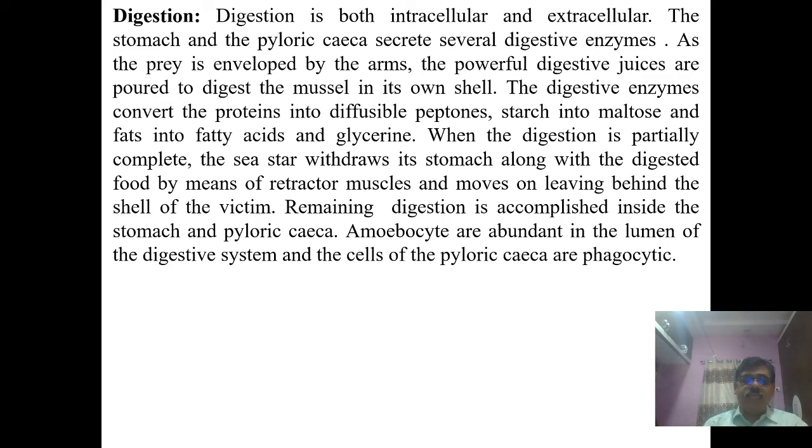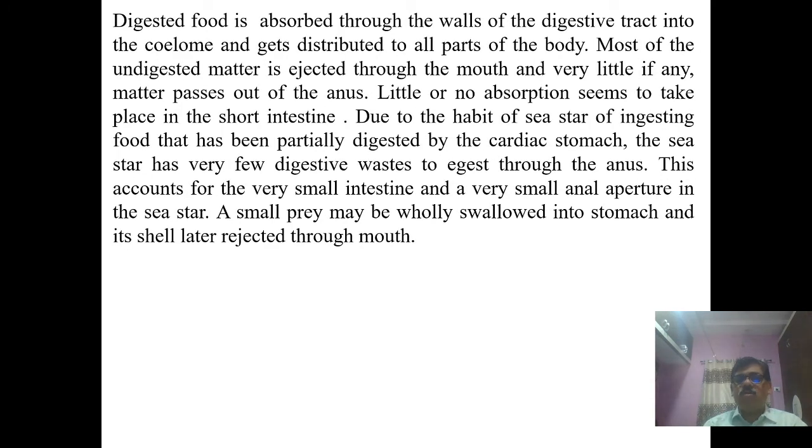The amoebocytes help in the intracellular digestion. The digested food is absorbed through the walls of the digestive tract into the coelom and gets distributed to all parts of the body. Most of the undigested matter is ejected through the mouth and very little passes out of the anus. Little or no absorption seems to take place in the short intestine due to the habit of the sea star of ingesting food that has been partially digested by the cardiac stomach.